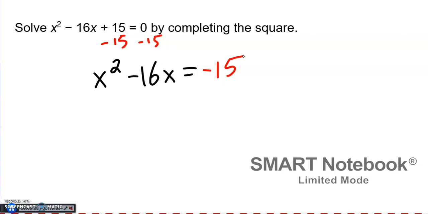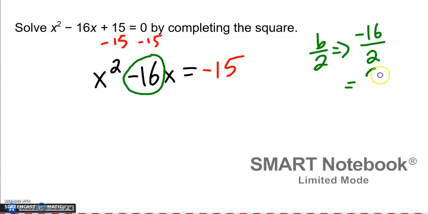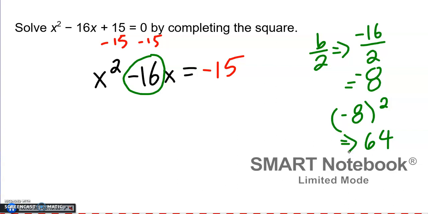So what we're going to do is take half of b, just like we did before, and we're going to square it. So half of b, b over 2, translates into negative 16 over 2, which is negative 8. We're going to do negative 8 squared, which is 64. So what we need to do now is add 64 to both sides.